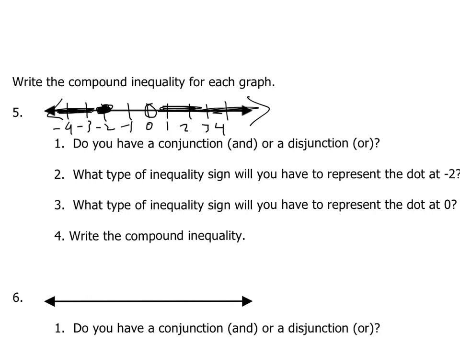Okay, hold on. Let's go over real quick. What is number 1? Is it a conjunction or disjunction? Disjunction. That's disjunction because they're disconnected. Okay. What type of inequality sign is at negative 2? That is a less than or equal to. And on the 0? Just greater than because it's open. And then who has the inequality? X is less than or equal to negative 2. Or, good, x is greater than 0. Perfect.